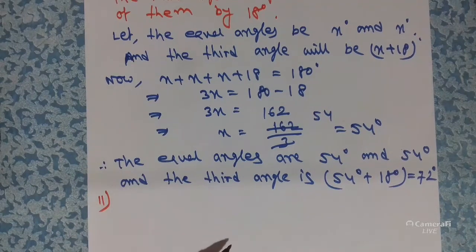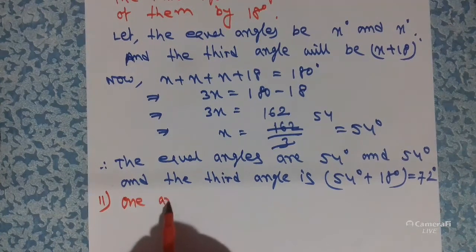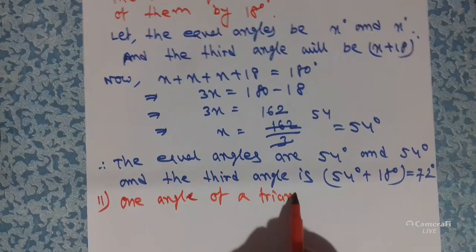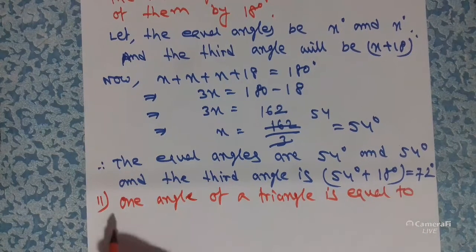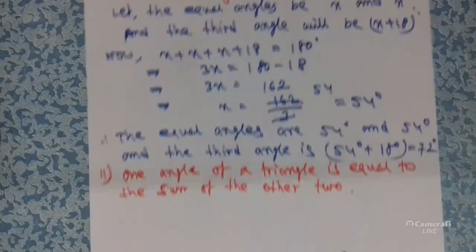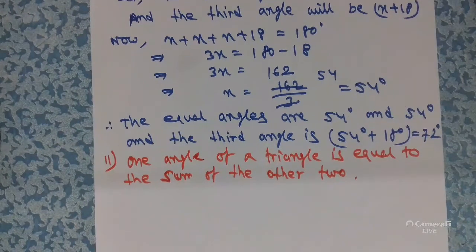Problem number 11. If one angle of a triangle is equal to the sum of the other two, so the condition is one angle of a triangle is equal to the sum of the other two. So we have to prove that the triangle is a right triangle.